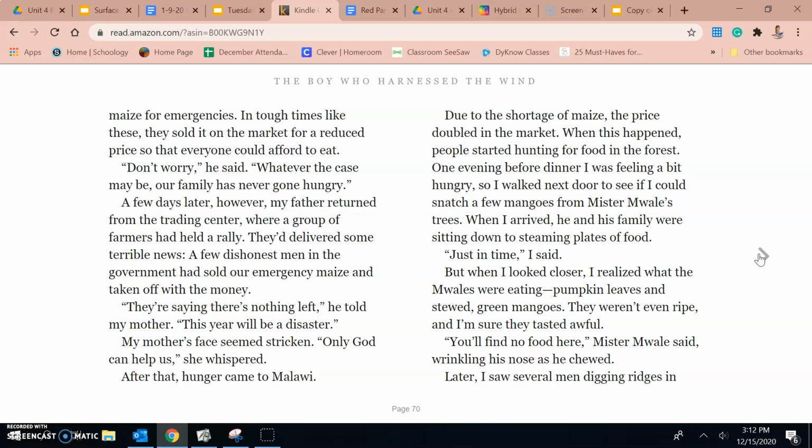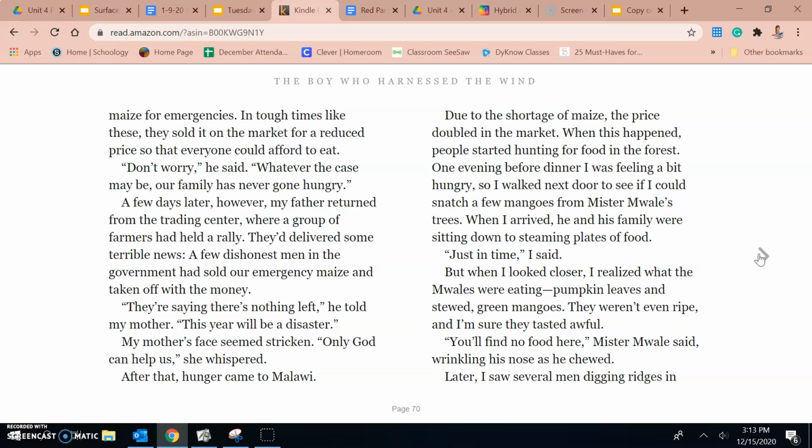A few days later, however, my father returned from the trading center where a group of farmers had held a rally. They delivered some terrible news. A few dishonest men in the government had sold our emergency maize and taken off with the money. They're saying there's nothing left, he told my mother. This year will be a disaster. My mother's face seemed stricken. Only God can help us, she whispered.